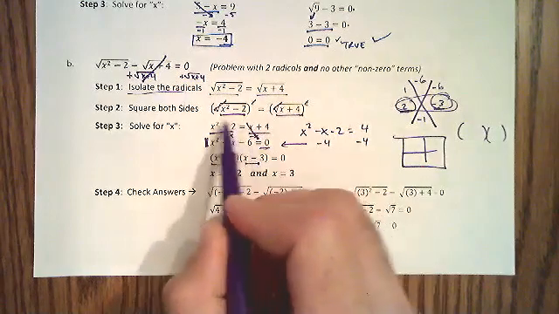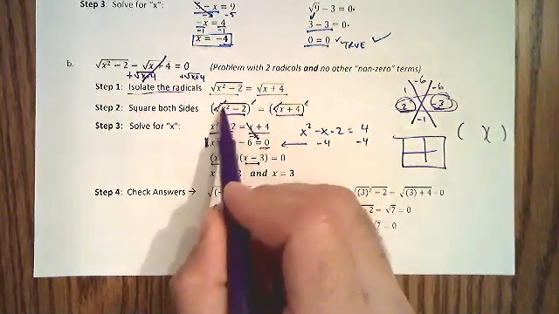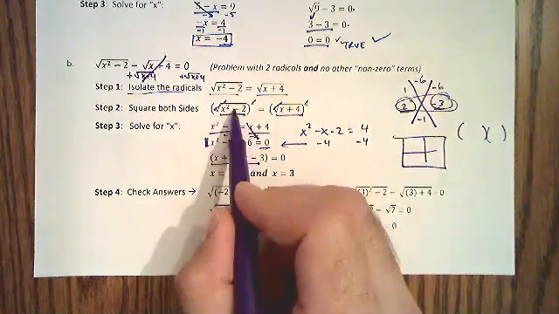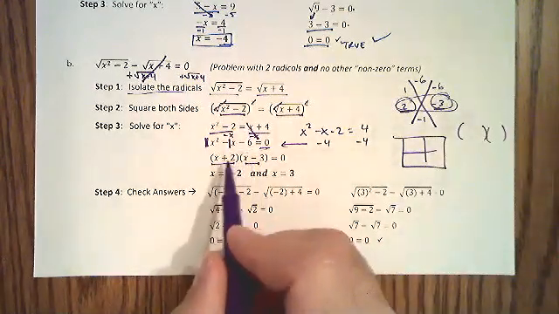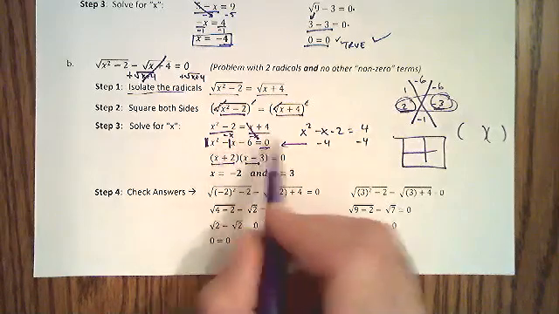These will not always end up being quadratics. This very well could have just been an x minus 2 underneath the radical, and then this would not have required any factoring or solving a quadratic equation.